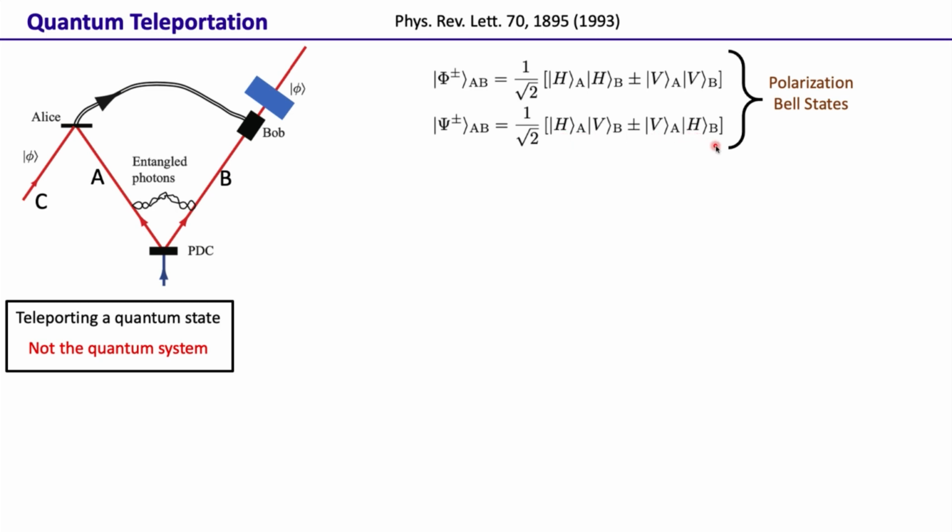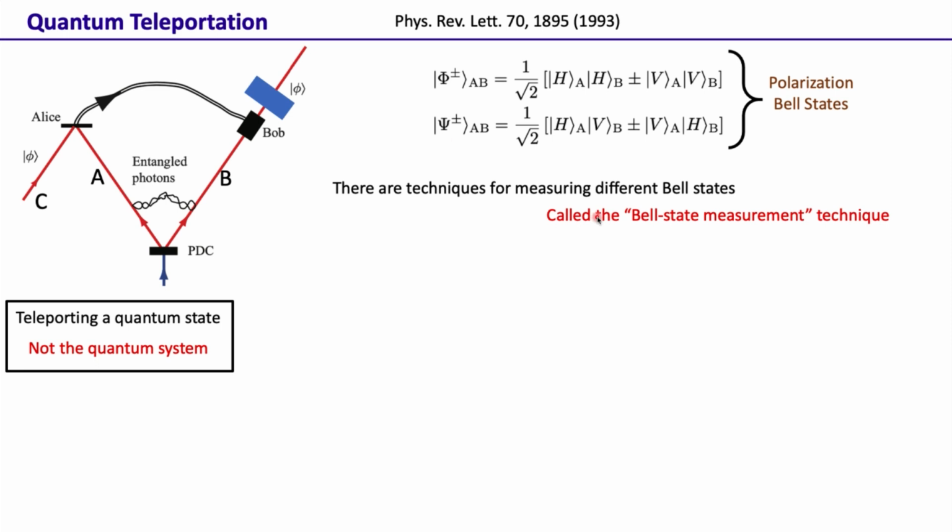So these are the four polarization Bell states, and there are techniques for measuring different Bell states. For example, we have a particle B, and there are techniques by which one can find out whether these two particles are in state phi plus, phi minus, or psi plus, psi minus, and so on. This technique is referred to as the Bell state measurement technique. In fact, we are going to use this Bell state measurement technique as part of the teleportation scheme. So essentially, in the Bell state measurement, given any two particles, one can find out which Bell state the two particles are in.